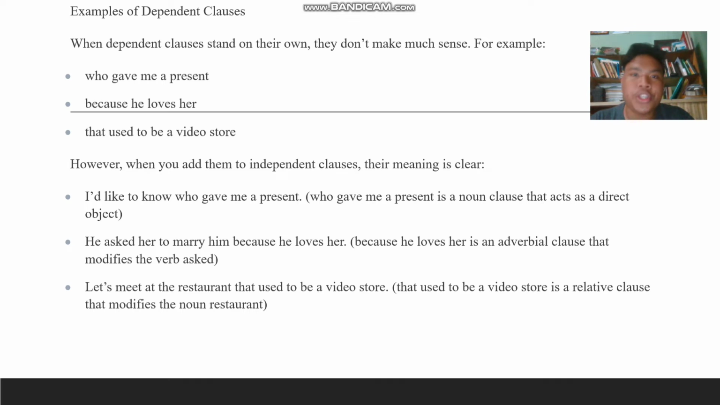And also, you can spot dependent clauses by the presence of a subordinating conjunction such as before, after, because, since, in order, although, whenever, while, or even though.